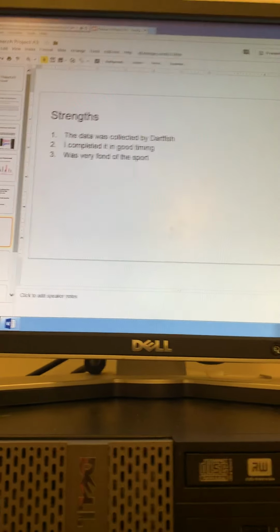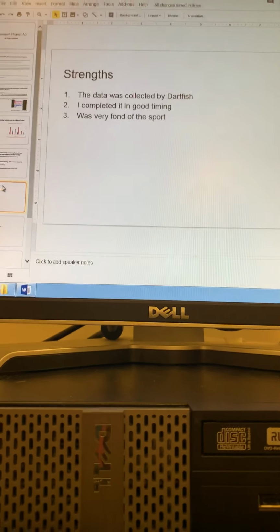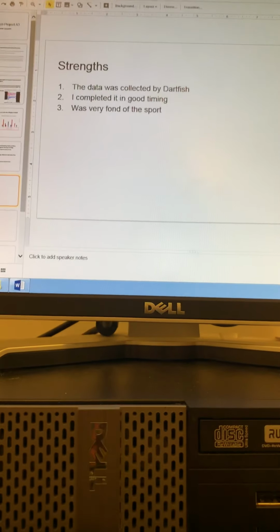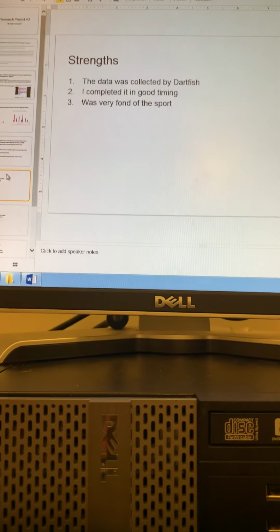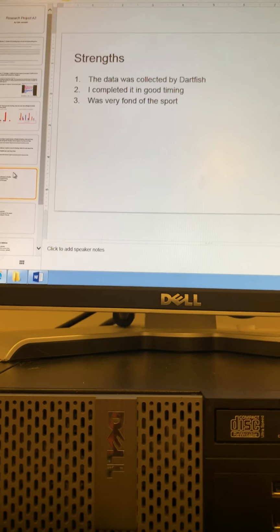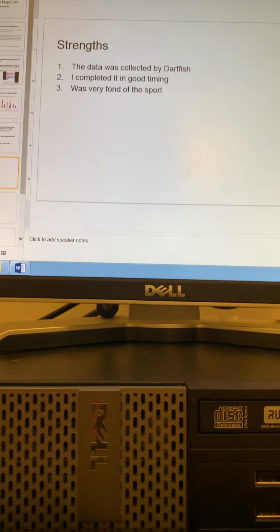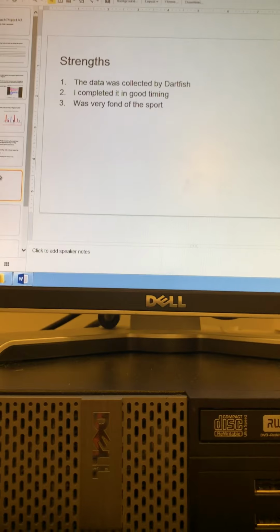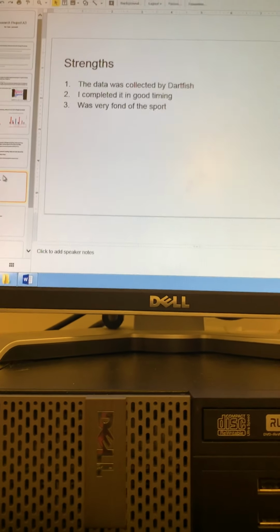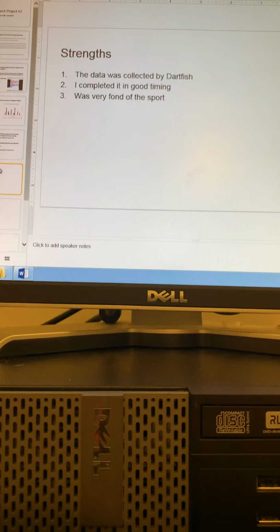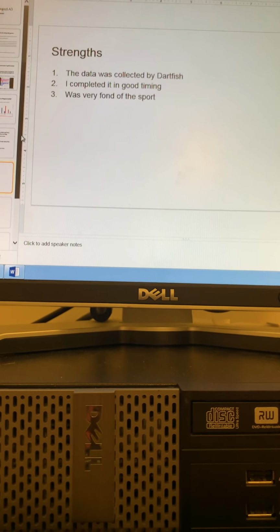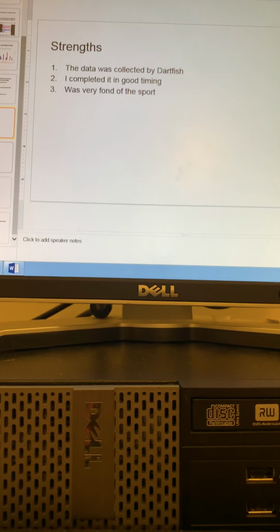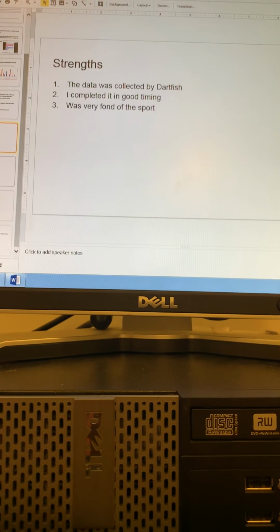Also, if I did another sport like netball, I may not know what a foul is in netball, and that would have made my results a lot less reliable, because if a foul did take place but I didn't really understand that it did, I would have missed that within my results, and that would have made my results less accurate and less reproducible.